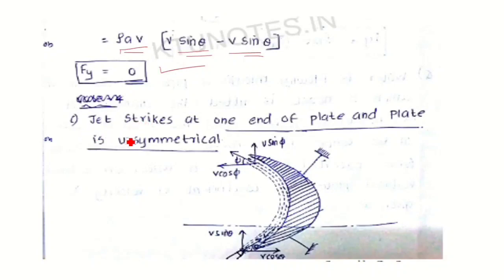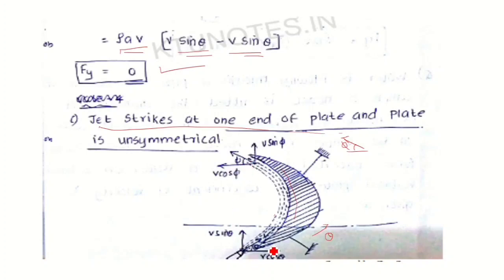So what will happen if the curved plate is unsymmetrical? That means at inlet the velocity with which the jet strikes the plate is v and it makes an angle theta at the inlet, and it leaves at an angle phi. That means the inlet vane angle and the outlet vane angle are different. So we are considering the jet strikes at one end of the plate and the plate is unsymmetrical. Unsymmetrical means the inlet angle is different from the outlet angle.